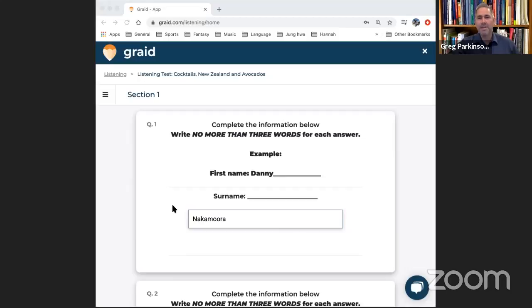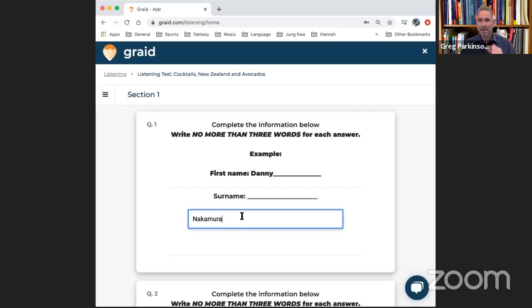Nakamura. So Danny corrected the other speaker. It's not OO, it is U. Now, this kind of correction is quite common in the listening test. So don't think that the first answer you hear is always the correct answer. It really is a test of your listening comprehension. You always have to stay switched on and always keep checking that you have the right answer.